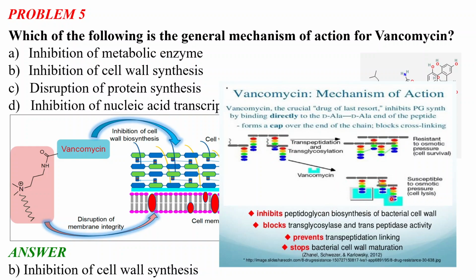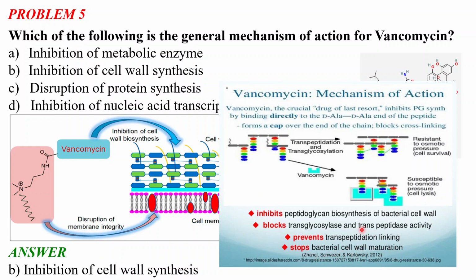Whenever these caps are formed, the cell wall becomes susceptible to osmotic pressure, which leads to cell lysis. So it inhibits the peptidoglycan biosynthesis of the bacterial cell wall, blocks transglycosylation and transpeptidase activity, prevents the transpeptidation linking, and stops bacterial cell wall formation.